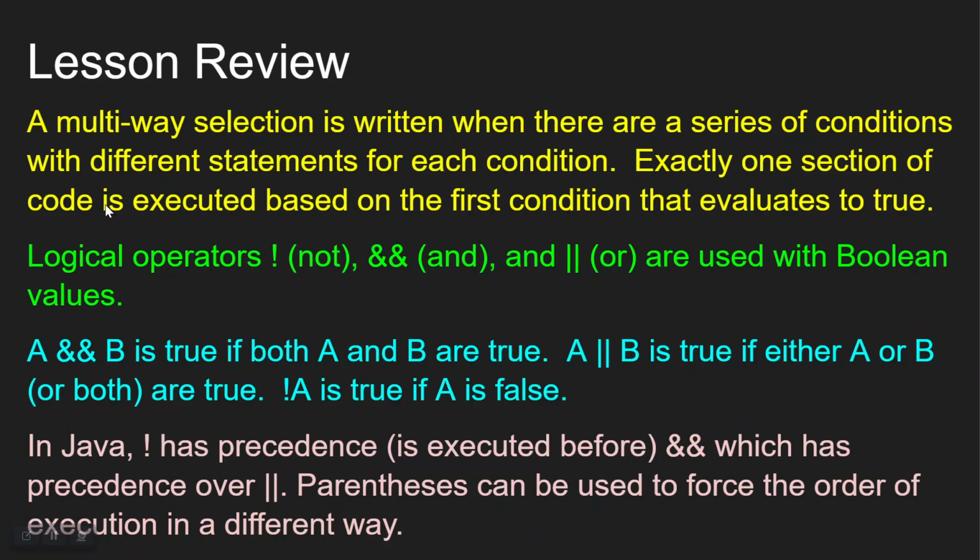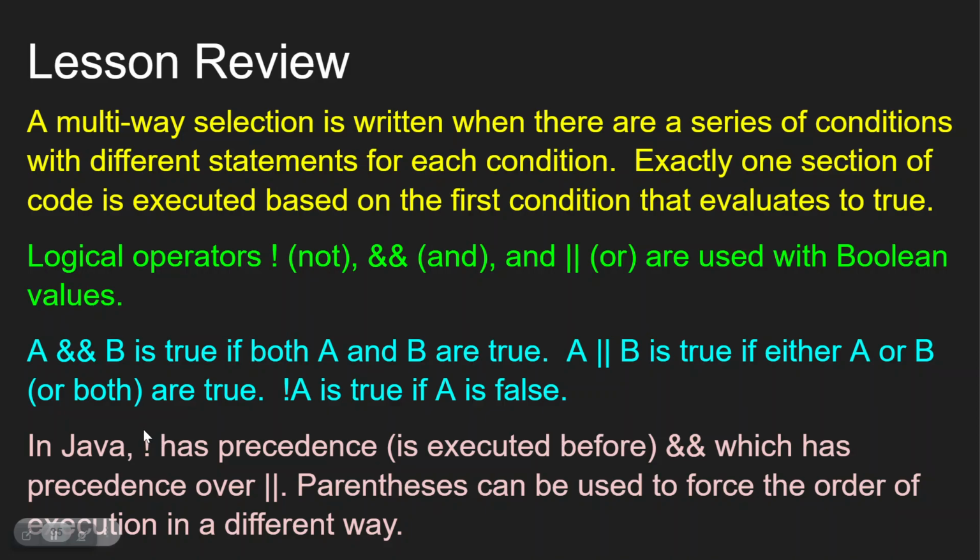We have logical operators such as the exclamation point for not, and for and then the 2 lines for or. And those can be used with Boolean values and Boolean expressions. A and B is true if both condition A and condition B are true. A or B is true if either A or B or both are true. And then not A is true if A is false. And then conversely, not A is false if A is true.